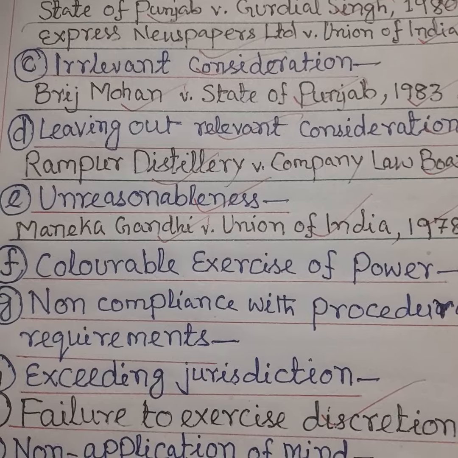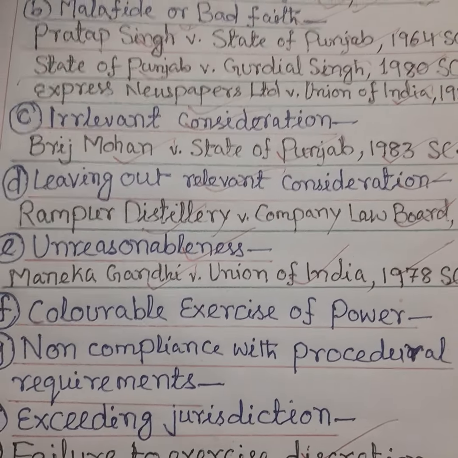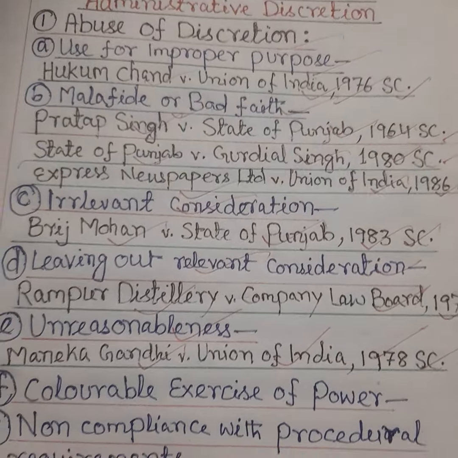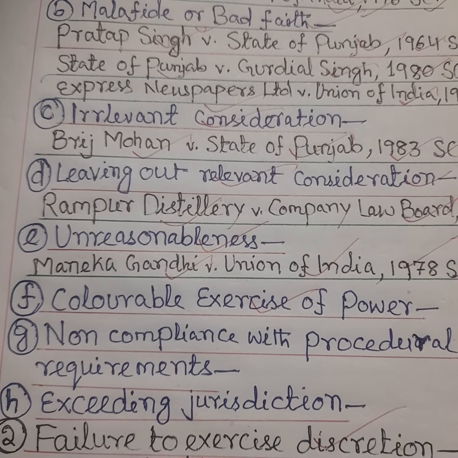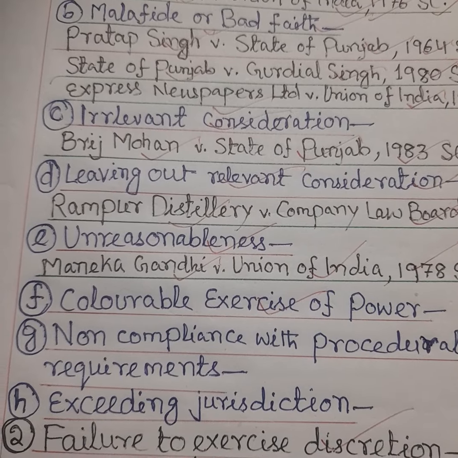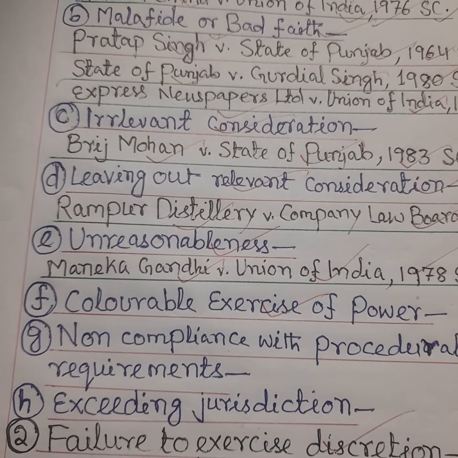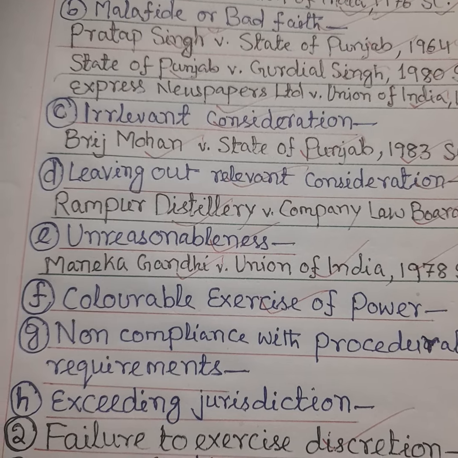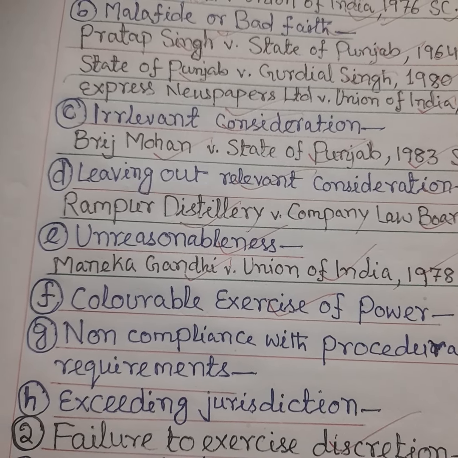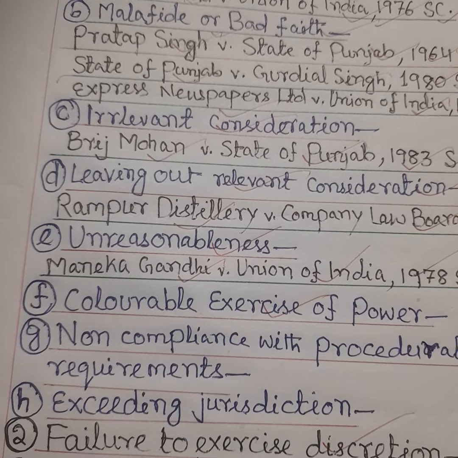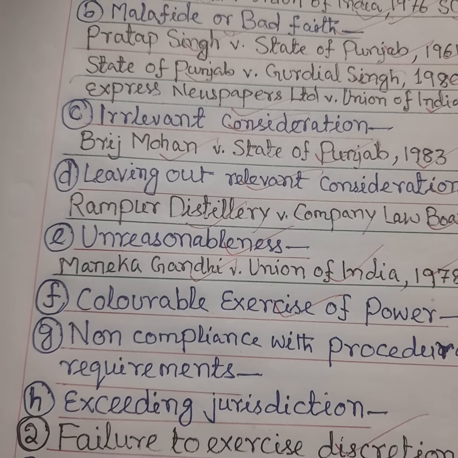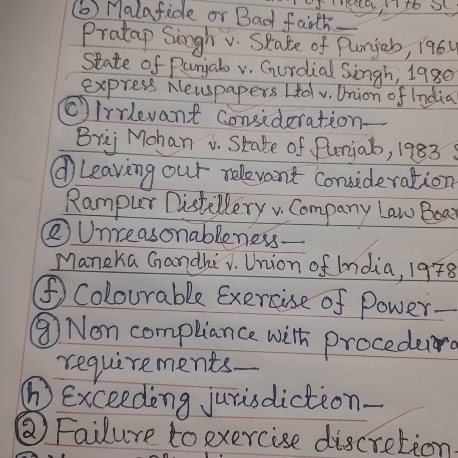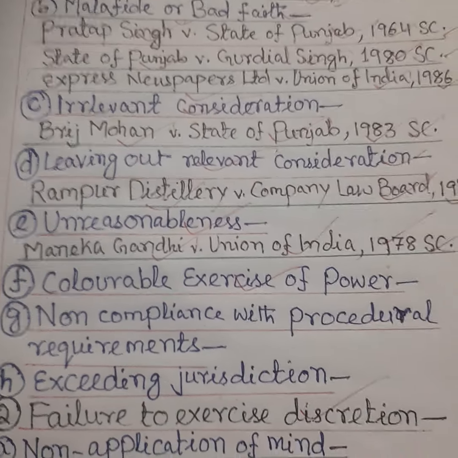So, another ground of abuse of discretionary power is colorable exercise of power. Where the discretionary power is exercised by the authority on which it has been conferred, ostensibly for the purpose for which it has been given, but in reality for some other purpose, it is taken as colorable exercise of the discretionary power and it is declared invalid.